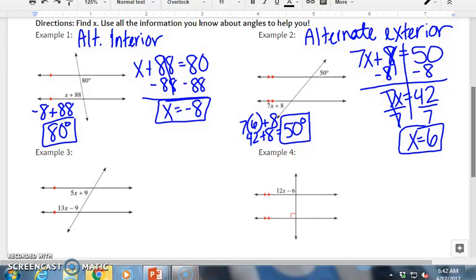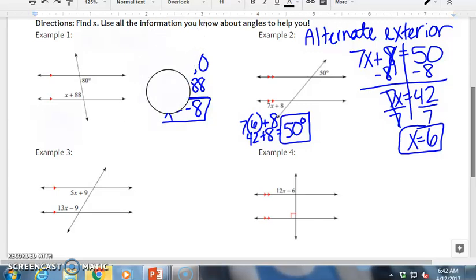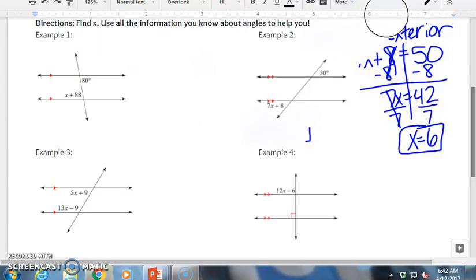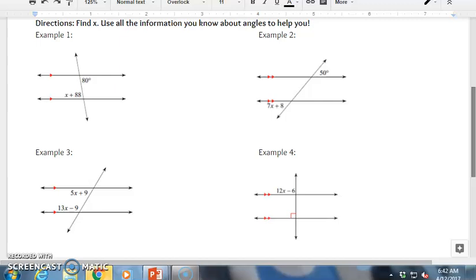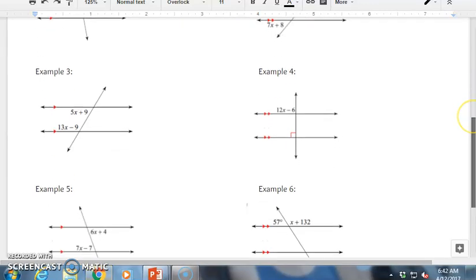I want you to try 3 and 4 on your own. So pause the video and go ahead and try to do 3 and 4 on your own. And then come back to the video and see if you are right.